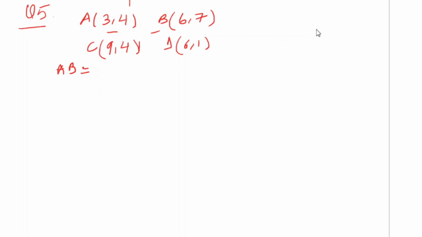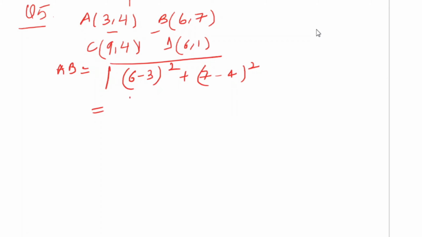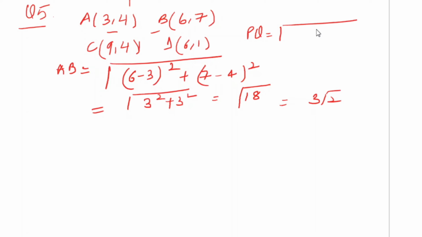AB. So according to the distance formula, we'll find AB. AB is the square root of (6 minus 3) whole square plus (7 minus 4) whole square. So we must write the formula at the top. This is 3 square plus 3 square, that is 9 plus 9, root 18, which gives you 3 root 2. The distance formula has to be mentioned: if P and Q are 2 points, the distance is the square root of (x2 minus x1) whole square plus (y2 minus y1) whole square.